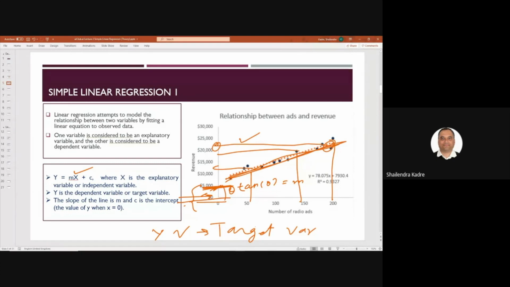If I have the values of M and C, I can very much draw this line, because I know how much angle this line makes with the x-axis and how much is the intercept on the y-axis. Even if I don't have any of these points and have only M and C, I can draw this line very easily. So M and C are sufficient. In our machine learning language, these M and C are called regression coefficients.